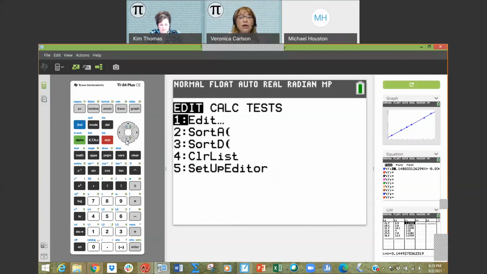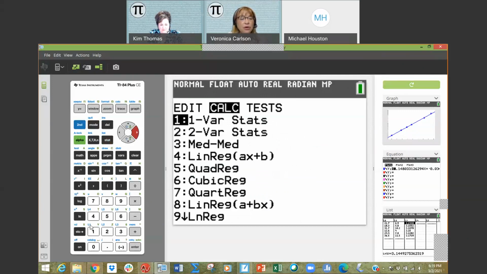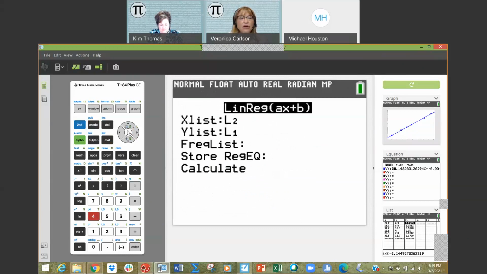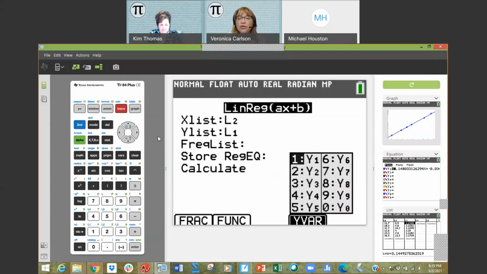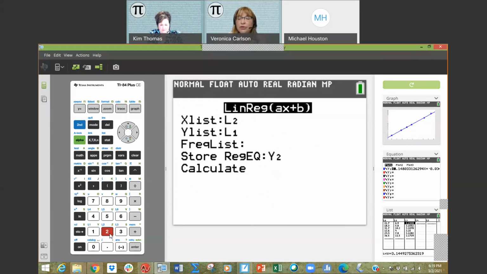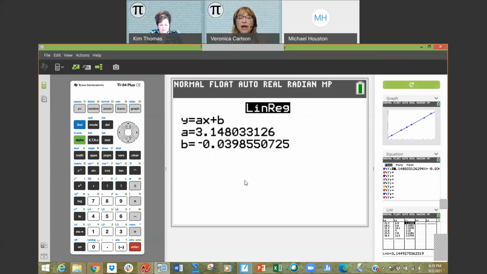I want to go to calculate, linear regression, number 4. I have it already in list 1, list 2, no frequency list, or excuse me, list 2, then list 1. I want to store the equation. I'll practice those soft keys again and store this in equation Y2 this time. Then I have to go down and tell the calculator to calculate. Now I don't have those diagnostics on there, so sometimes it's up to you if you want them on or not, or you can discuss them.